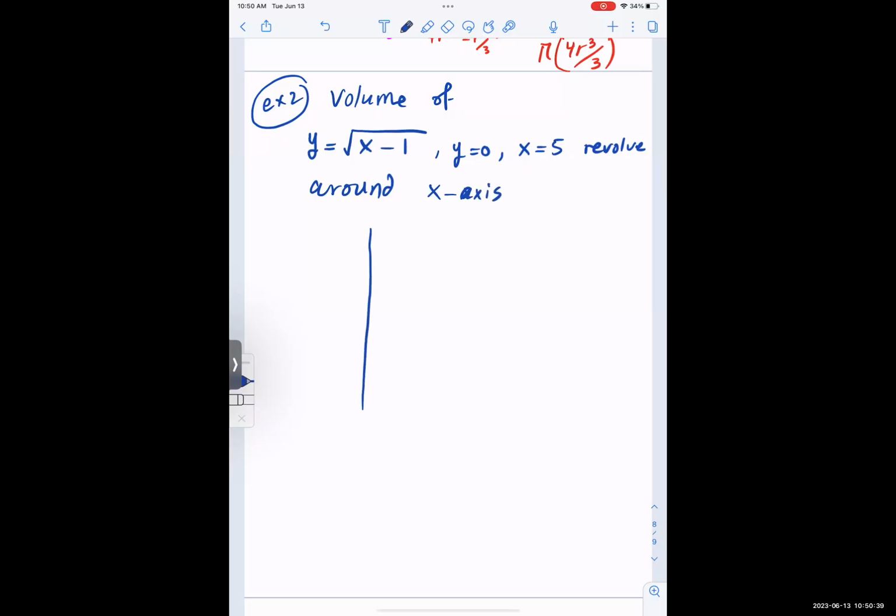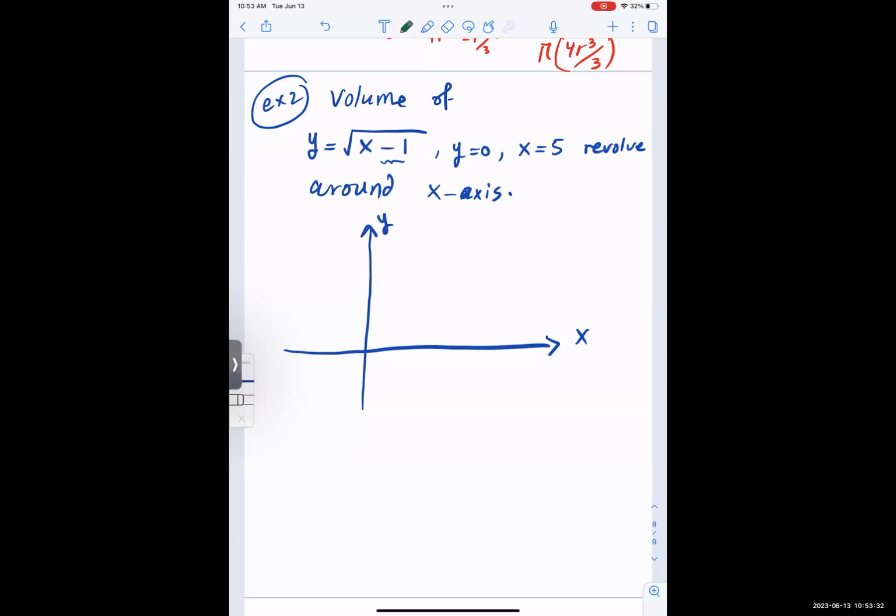So always start with a rough graph. If we talk about parabolas, make sure you're comfortable with the graph of a parabola. If we talk about radicals, make sure you know the general graph of radical x, and then in this case, a translation of 1 to the right. Okay, so I want you to graph this one, and then just come up with an idea what would be that revolving around the x-axis. So I'm going to give you a minute to do a rough graph here.